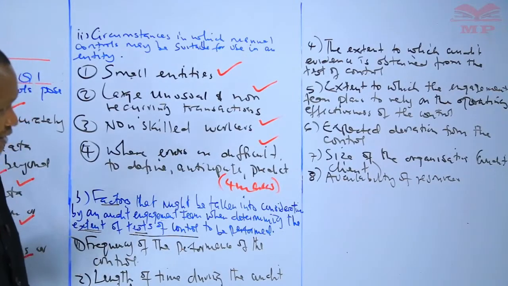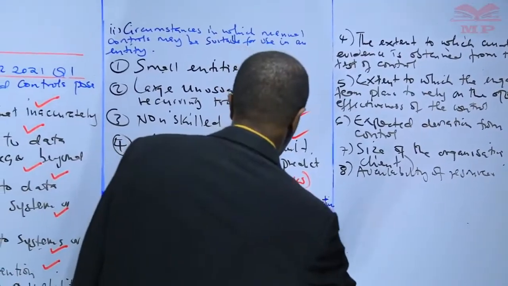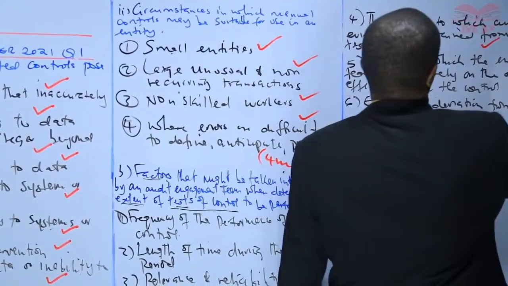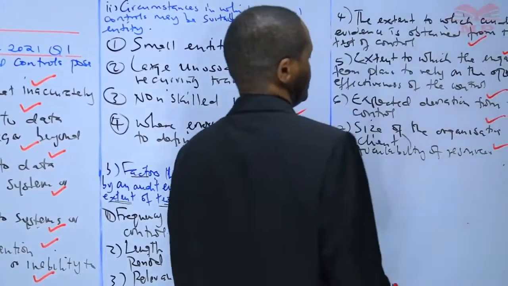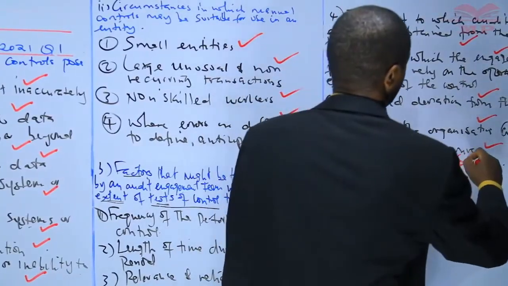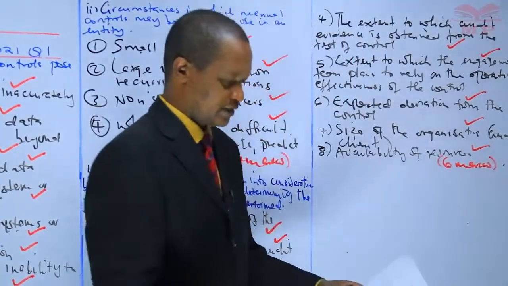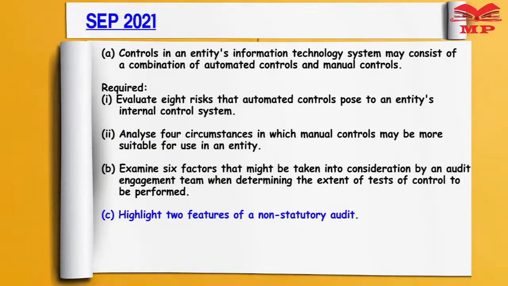So these are 8 factors. You are to give just 6. I've given you 8: 1, 2, 3, 4, 5, 6, 7, 8. Any 6 would earn the 6 marks. I'll now move to answer the last question of this part.